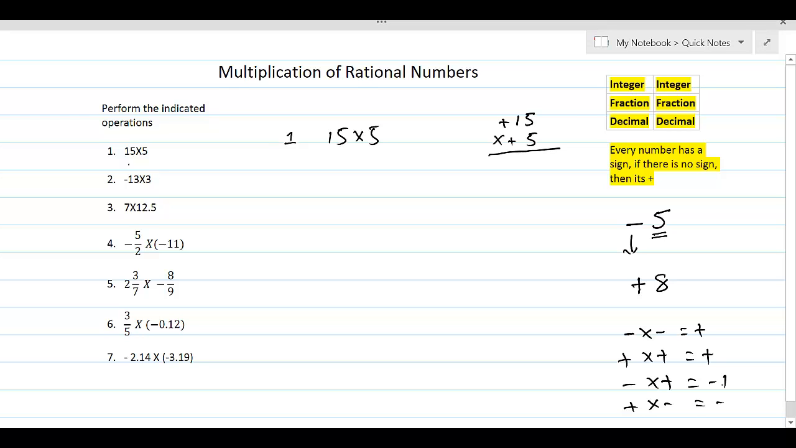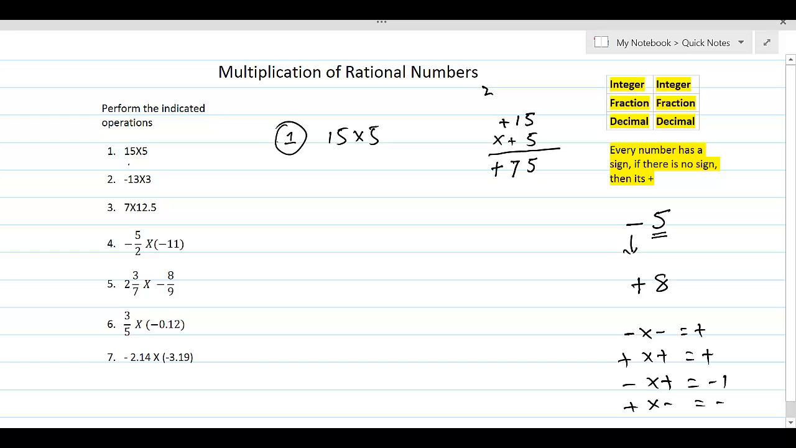So this number, 15 times 5, will carry the sign plus because both our participating numbers are positive. 5 times 5 is 25, and 2 we will carry on, and 5 times 1 plus 2 will be 7, so the resulting number will be plus 75.